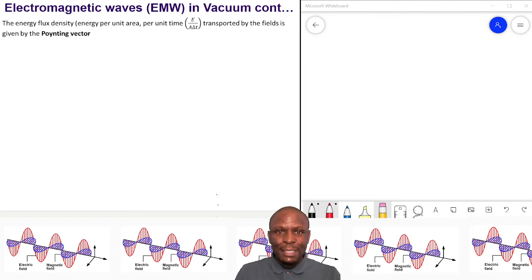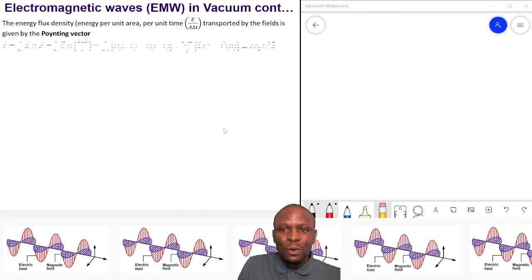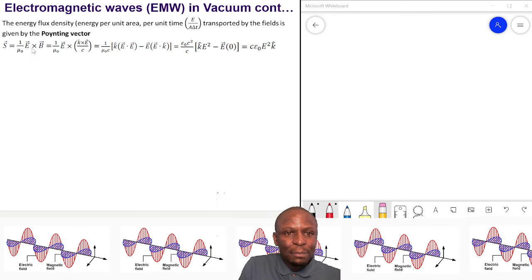Right, now the energy flux density, what is the energy flux density? The energy flux density is the energy per unit area per unit time, which is given by this equation here, and that is what we call the Poynting vector. Now the Poynting vector is given by this, E cross B.